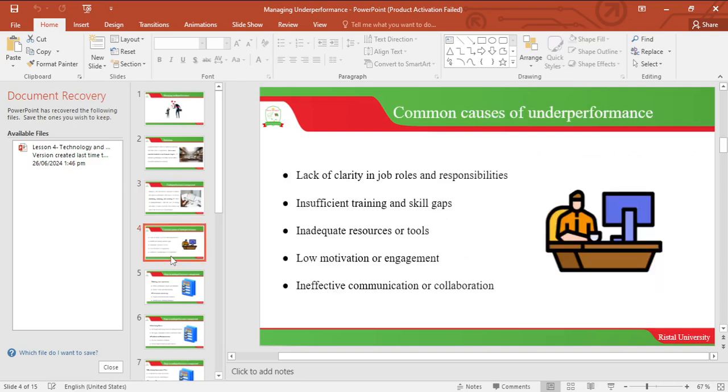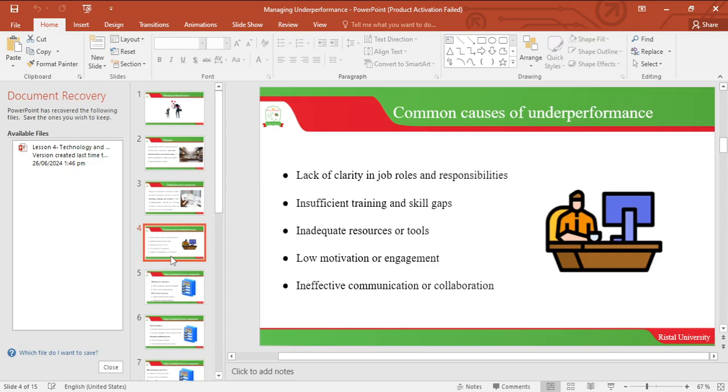Let us look at the common causes of underperformance. The first one is lack of clarity in job roles and responsibilities. If you remember, yesterday we looked at the job description as an element of job analysis. If you do not have a clear job description, then people are not going to perform to expectation.